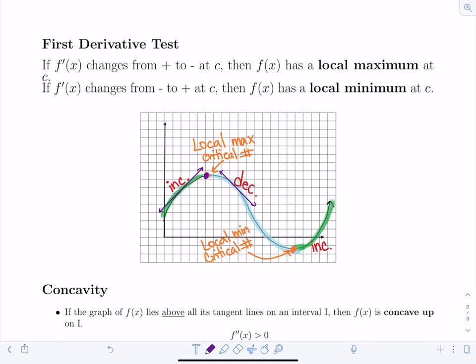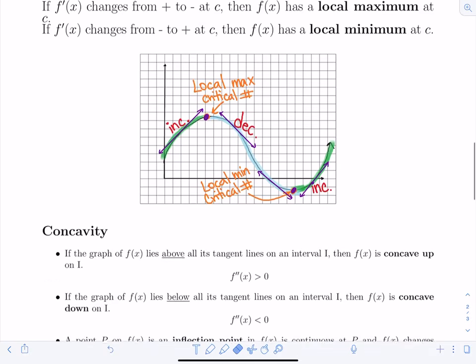And similarly, if f prime of x changes from negative to positive at c, then f of x has a local minimum at c. And here the local minimum is illustrated below. So the derivative went from being negative, slopes of tangent lines were negative, to positive. So the function went from decreasing to increasing, and where it switched from decreasing to increasing, we have a local min. Now notice both of these, the local max and the local min, are critical numbers, since the derivative, f prime of x, is equal to 0 in this case, or it could also not exist. All right, save this first derivative test, and we're going to apply it for some of the examples later in the section. Now moving on to concavity.